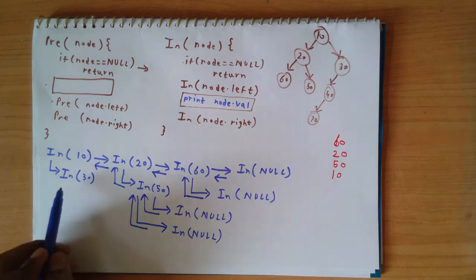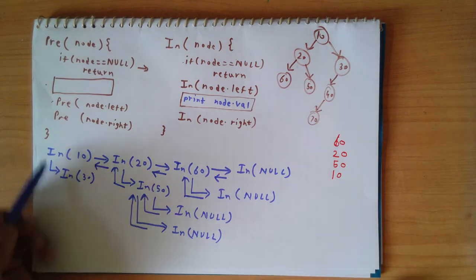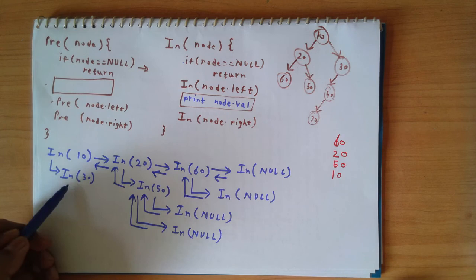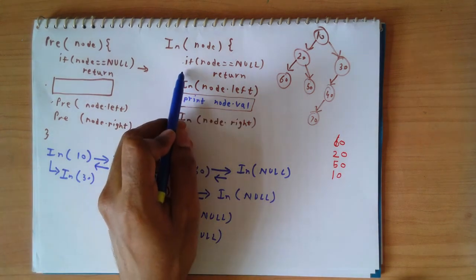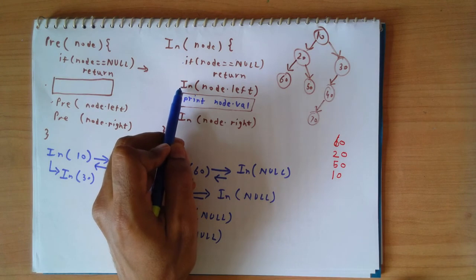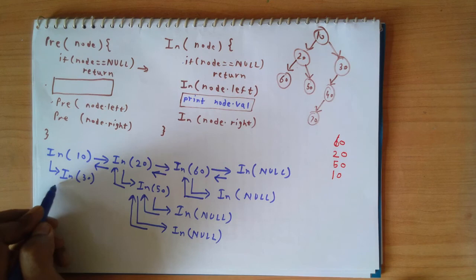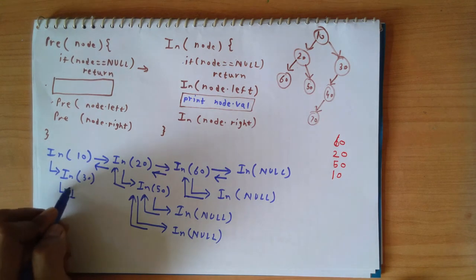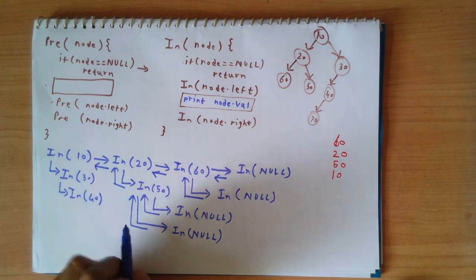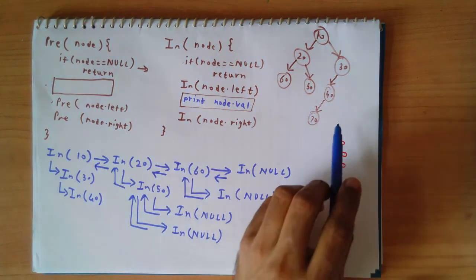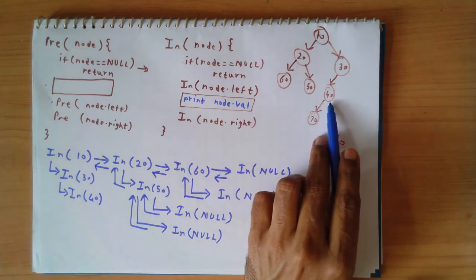Okay, and now we'll pause the execution of 10, start the execution of 30 because it's a recursive call. So we come back, ask the question, is 30 null? It's not. So now I have to do the in order traversal on the left subtree of 30. So first thing I have to do is call in order traversal on 40. So I will pause the in order traversal for 30 and come to 40.